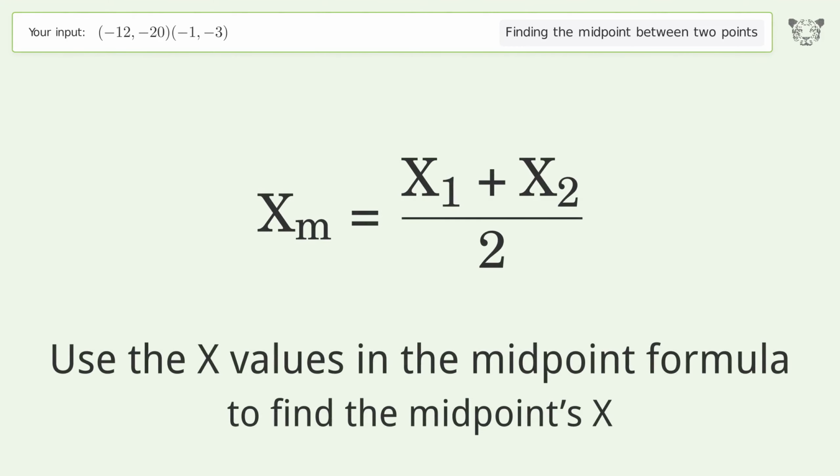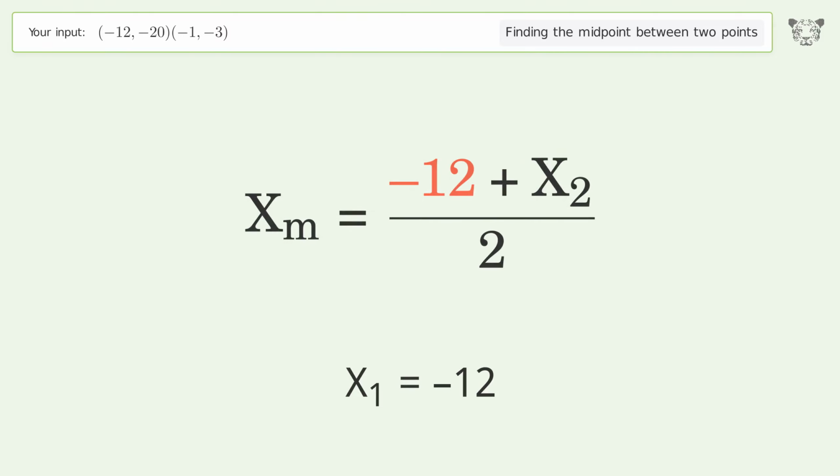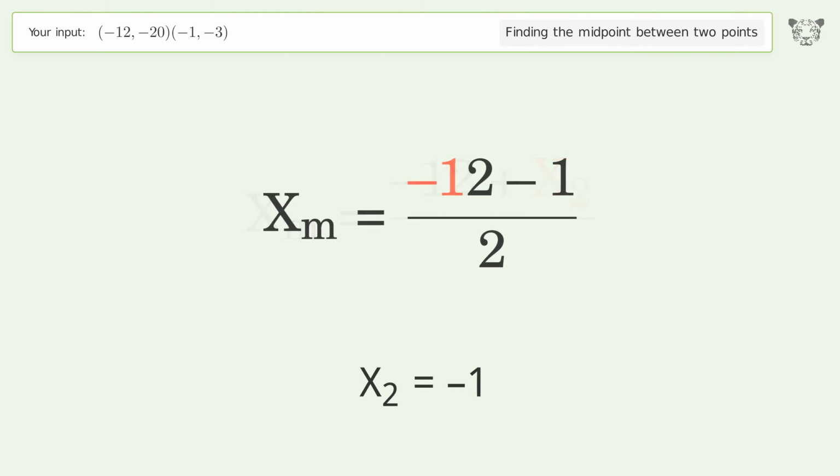Use the x values in the midpoint formula to find the midpoints x. x1 equals -12. x2 equals -1. Simplify the arithmetic.